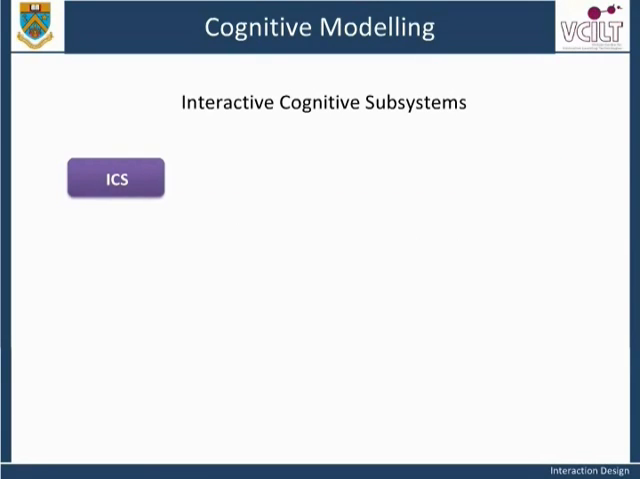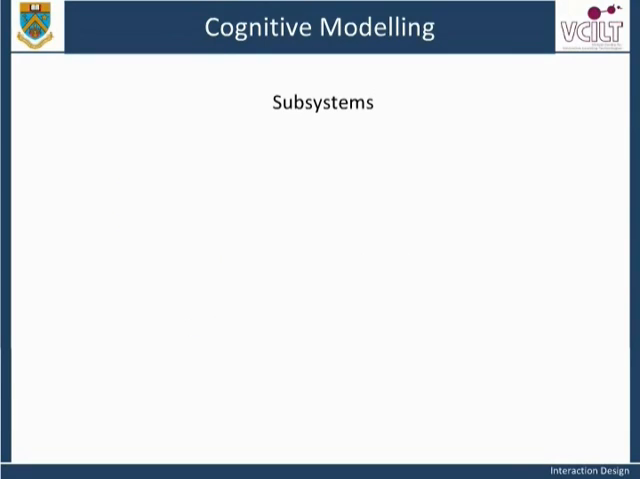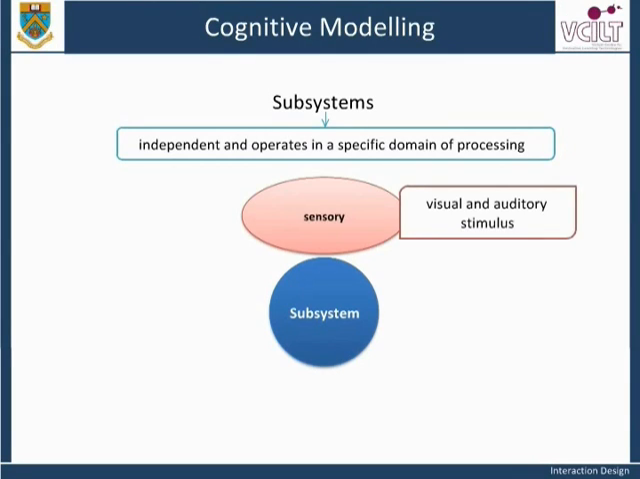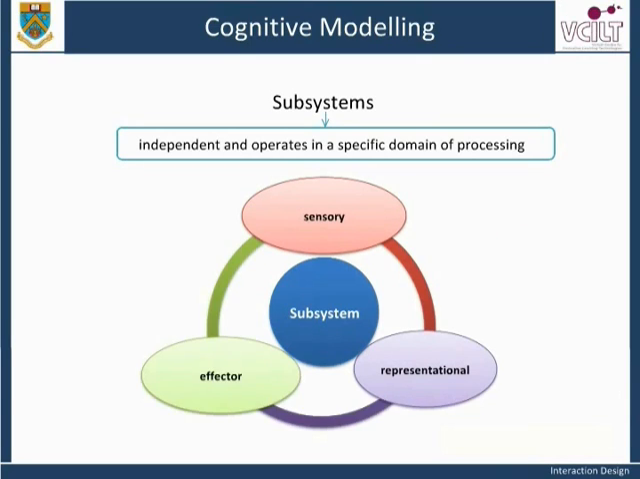ICS is an elaborate framework which assumes that human perception, cognition, and action can be analyzed in terms of discrete, interlinked information processing modules. In contrast to GOMS, ICS is a much richer way of modeling human cognition, as we shall see in this section. Each subsystem of ICS is independent and operates in a specific domain of processing, of which there are three main components: sensory, visual and auditory stimulus; representational, representations of information; and effector, body movement.